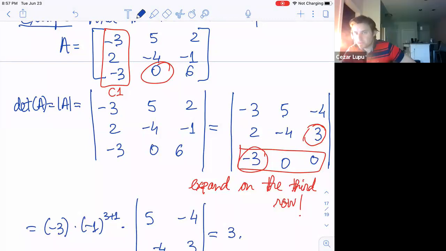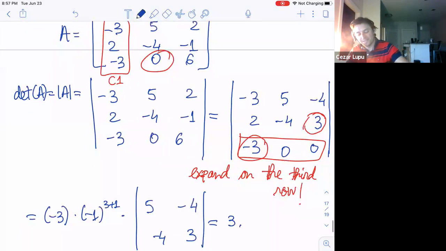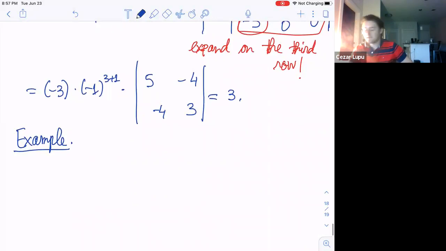Try to see if you get the same value. In fact, try to look for another operation, row or column operation, that will give you the value, and see if you get the same value. That's very interesting to play with these properties.